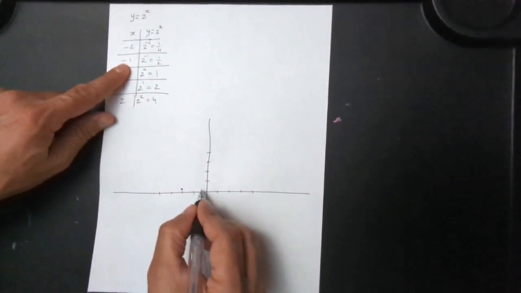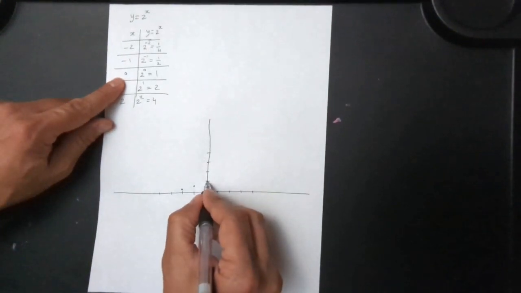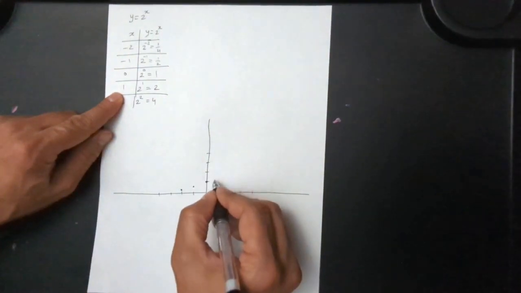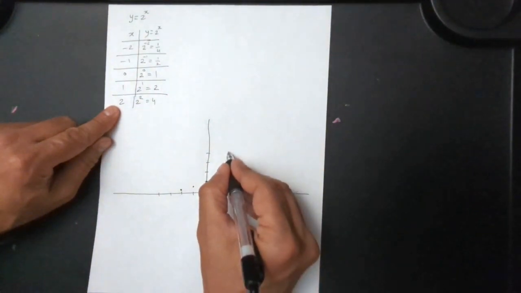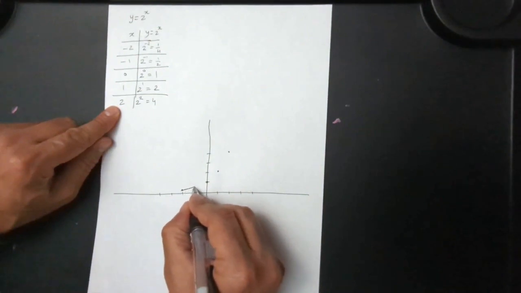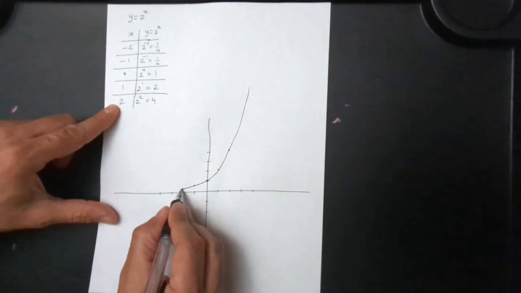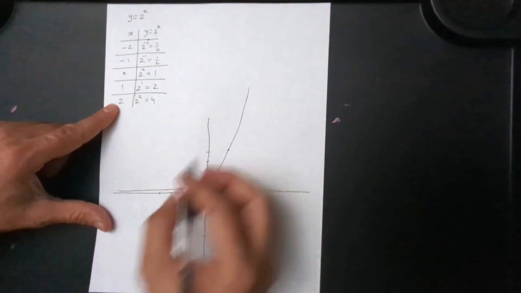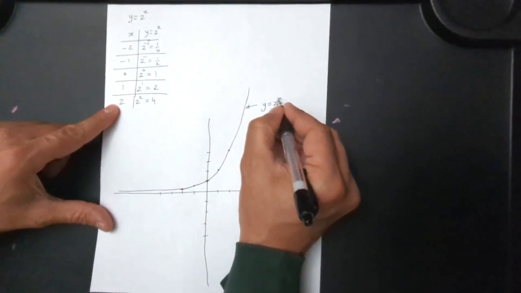-1 goes to a half, 0 goes to 1, 1 goes to 2, 2 goes to 4, right? So it looks like the function is going to look like this, and the x-axis is going to be the asymptote of this function. So this is the function y equals 2 to the power x.